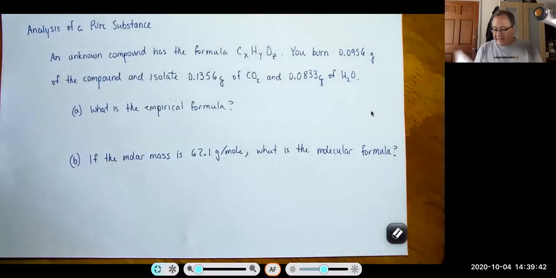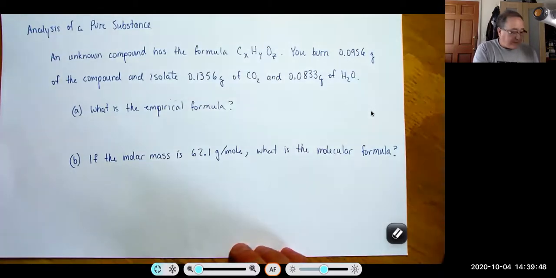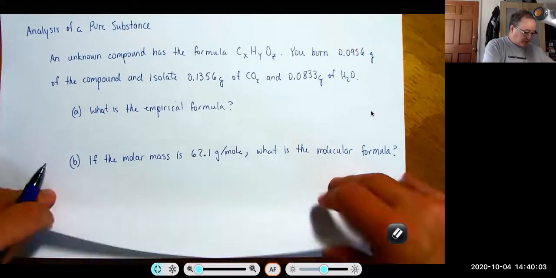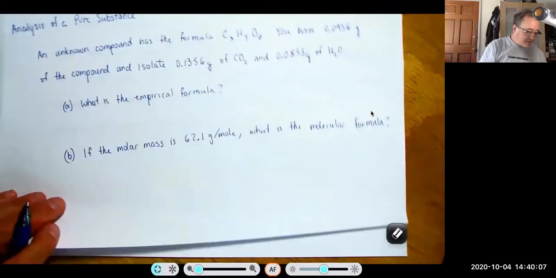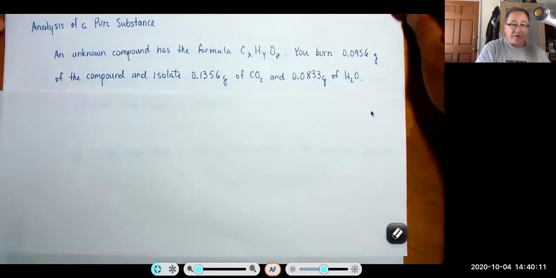Here's another analysis of a pure substance. This is one with carbon, hydrogen, and an oxygen. So remember, for this one, we need to get the moles of carbon, moles of hydrogen, grams of carbon, grams of hydrogen, grams of oxygen, then moles of oxygen. So let's give this one a try. I'm going to go through these more and more quickly. And remember, you can always pause the video. And the idea here is that you want to be giving this a try on your own.